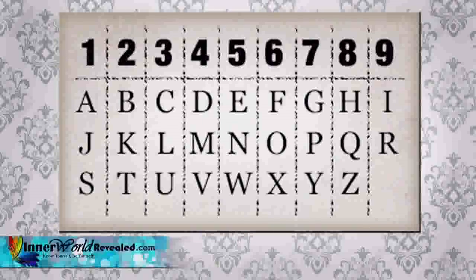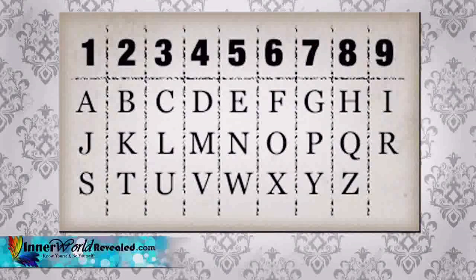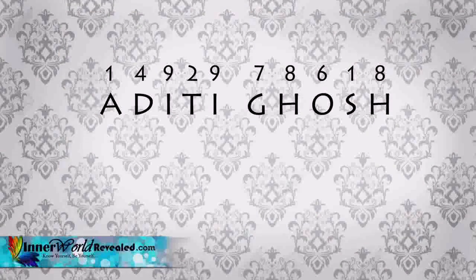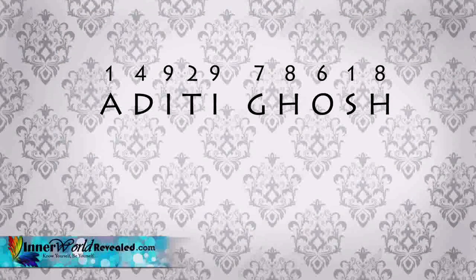A, J and S are the 1s, B, K and T are the 2s, C, L and U are the 3s, and so on. Let's follow this chart and put the numeric values above the letters like this. So Aditi is 14929 and Ghosh is 78618. Many of you have middle names also, and be sure that you use your full name at birth, first, middle and last, all of it.